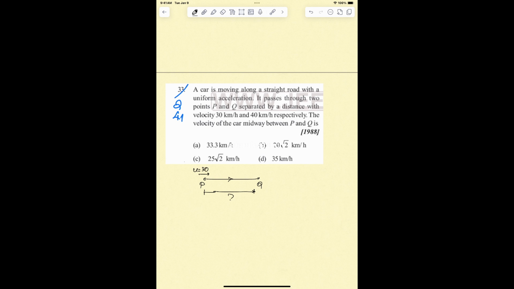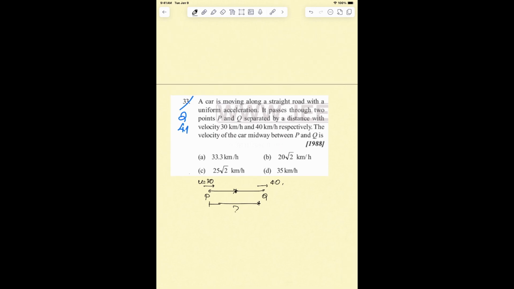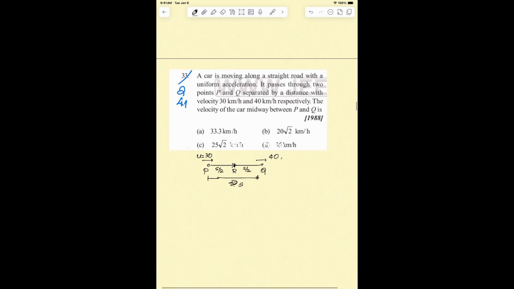This is U equal to 30. I am keeping the same kilometer per hour because the options are also maintained in the same units. This is 30 and this is 40 given. And then the question asks, what is the velocity of the car midway between P and Q? Midway between P and Q is this particular point. Let us call it point R. Suppose this distance is called S. Then this distance is S by 2 and S by 2.